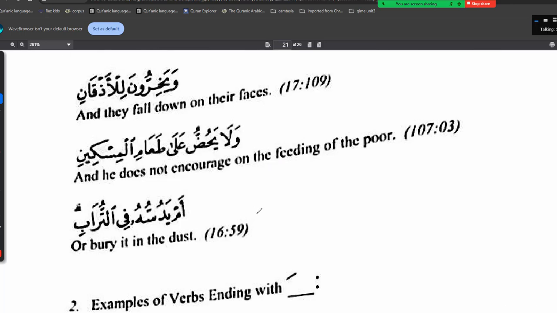وَيَخِرُّونَ لِلْأَذْقَانِ, and they fall down on their faces. So which is the double-lettered verb example in this ayah? يَخِرُّونَ. So what is the madi?